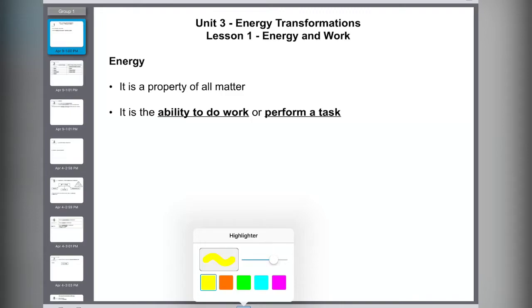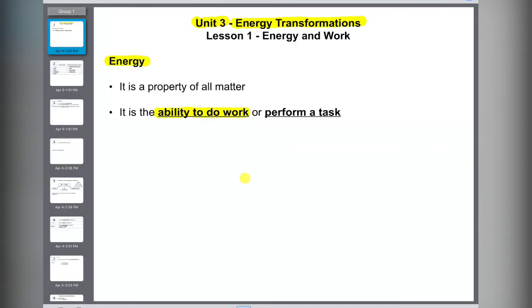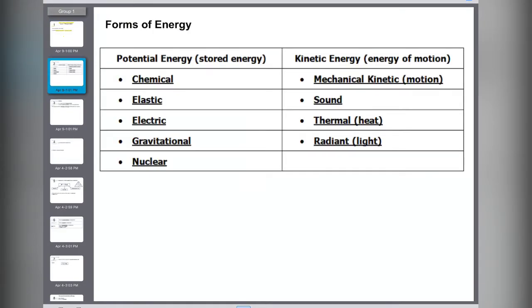Okay, so today we're going to talk about Unit 3, Energy Transformation. The things that we're going to be talking about are mostly mechanical energy, like the energy of moving things, or if I lift something high up, it's going to want to fall down. So what is energy? Basically, energy is a property of all matter. And the key thing in physics terms is that energy is the ability to do work or perform a task.